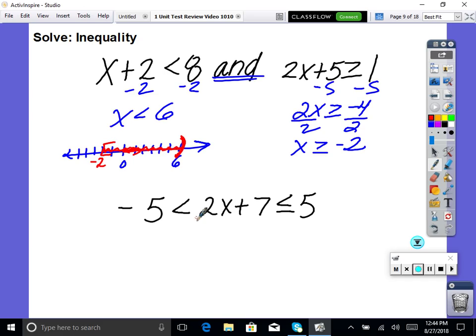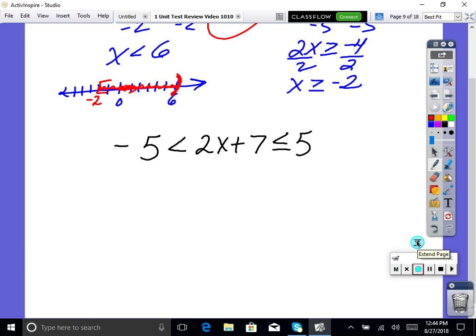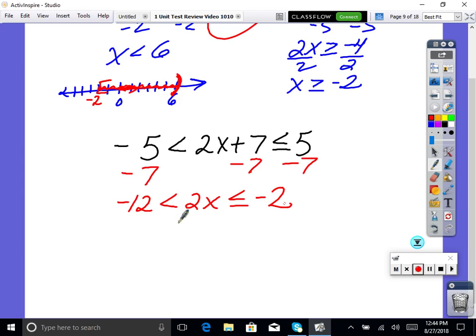Now remember, if it's already put together, it's the word and automatically. So we would just solve it the same way, subtract 7 from each side. So then we have negative 7, negative 12. So you're just going to go with it. And equals negative 2. Okay, divide by 2.